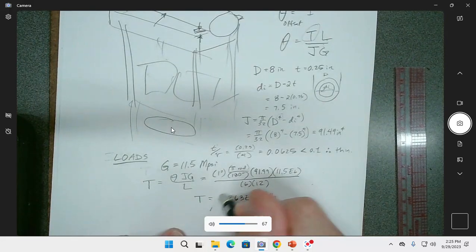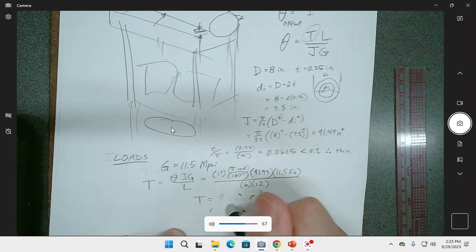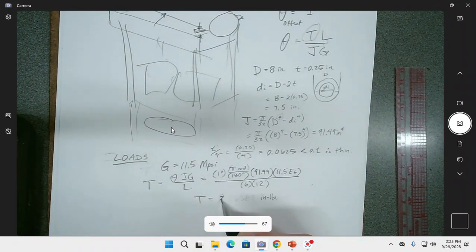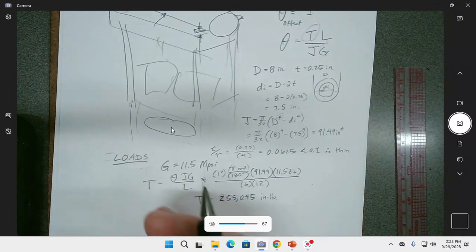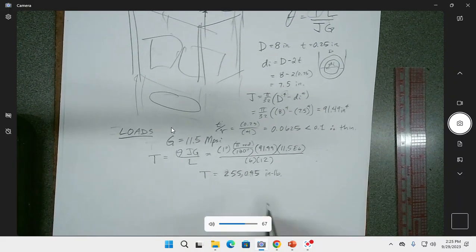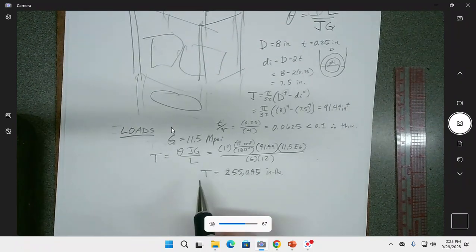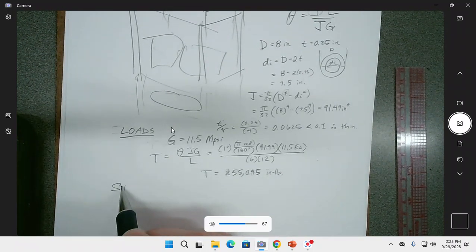Still going to be a lot of stress, I think, but we'll see. I don't think we have any other loads, so 255,045. Thank you for helping me out there. We almost had a catastrophe. This thing almost just exploded to the moon. So stress.